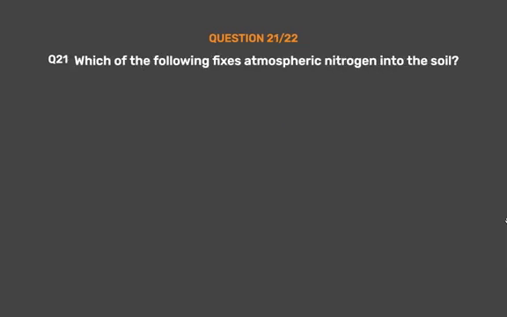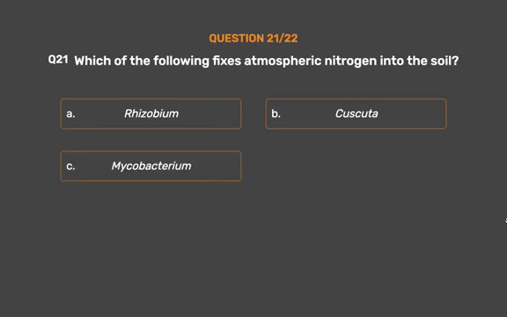Which of the following fixes atmospheric nitrogen into the soil? Option A. Rhizobium. Option B. Cuscuta. Option C. Mycobacterium. Option D. Lactobacillus.